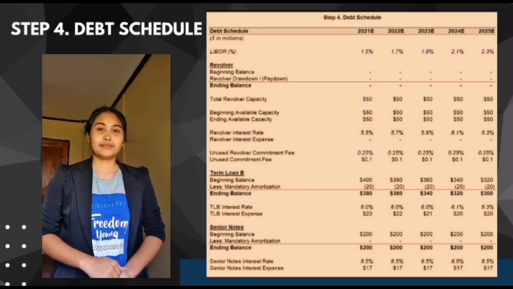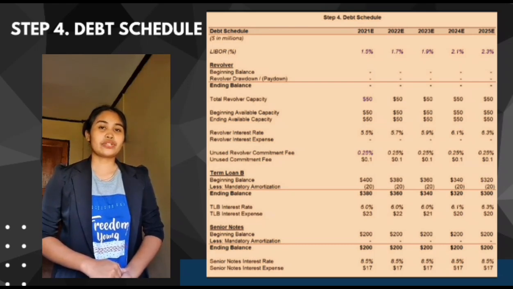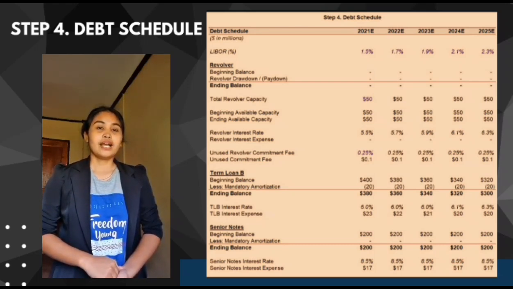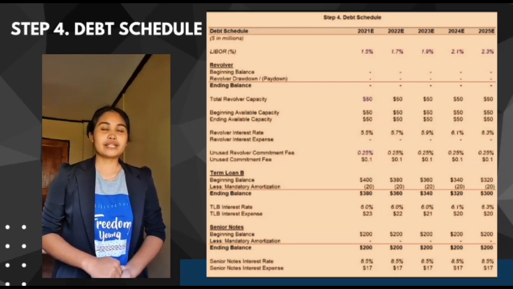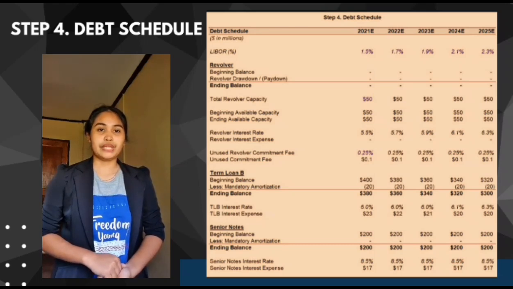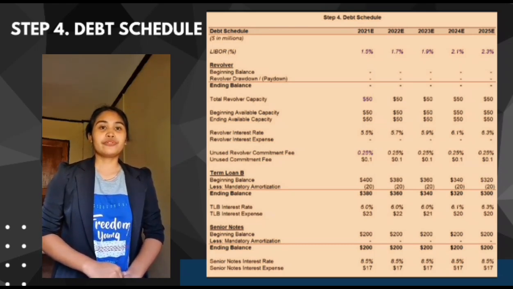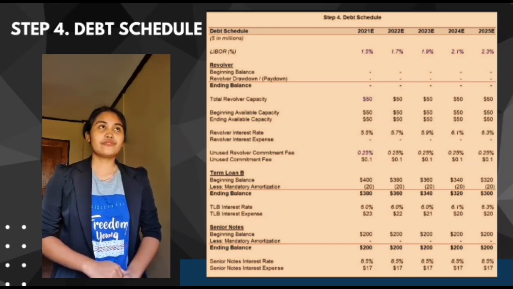Next is beginning available capacity. This shows how much of the revolver's capacity is available at the start of each year. It remains at 50 million because no amount is being used. Next is revolver borrowings. This confirms that there is no additional borrowing under the revolver in any of the projected years.